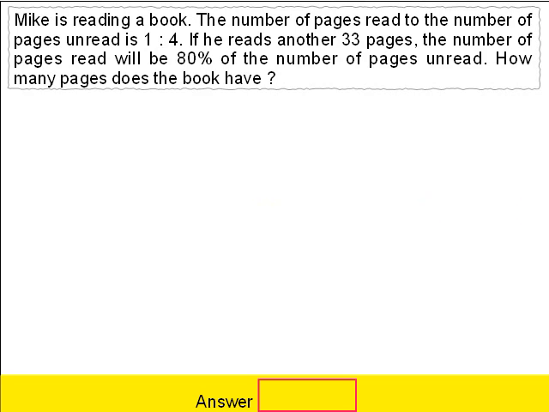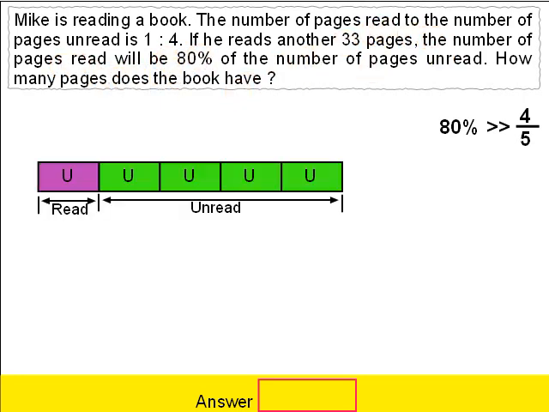Firstly, let's look at this percentage. 80% is equivalent to 4/5. Alright, so now, let's read the question once again. Mike is reading a book. The number of pages read to the number of pages unread is 1:4.